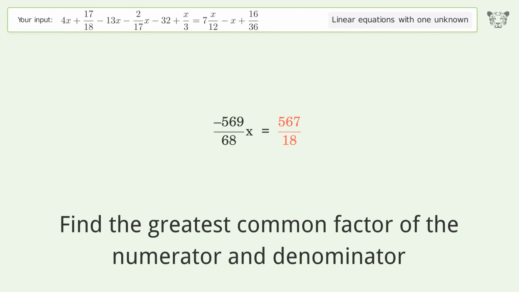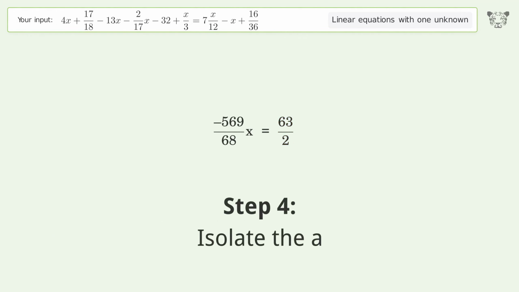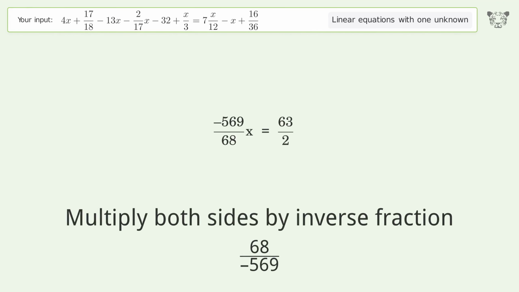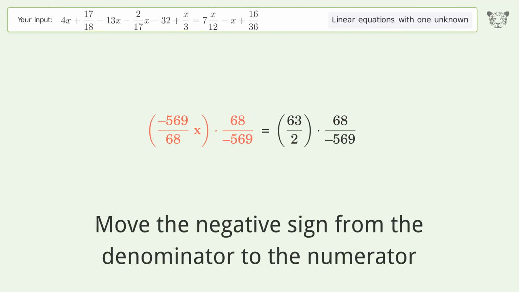Find the greatest common factor of the numerator and denominator. Factor out and cancel the greatest common factor. Isolate the a. Multiply both sides by the inverse fraction 68 over negative 569. Move the negative sign from the denominator to the numerator.